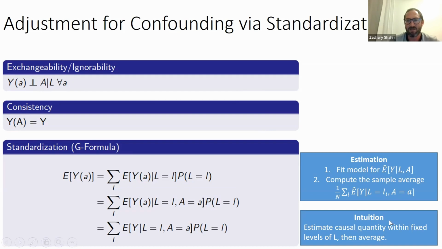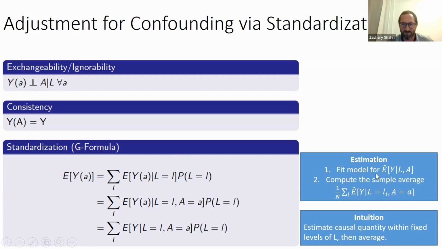And then you just take the average of the predictions from that model over everyone in your data set, pretending that they received the treatment that you care about, treatment 1, let's say, if you want to know what happened had everyone been treated. And then if you want to know what would happen had everyone not been treated, you do it again with A equals 0, and you take the difference. And there's your average effect estimate through standardization.